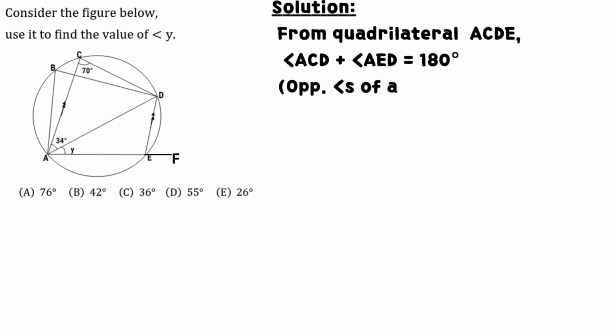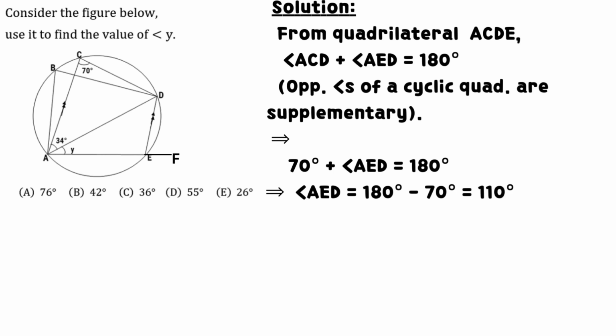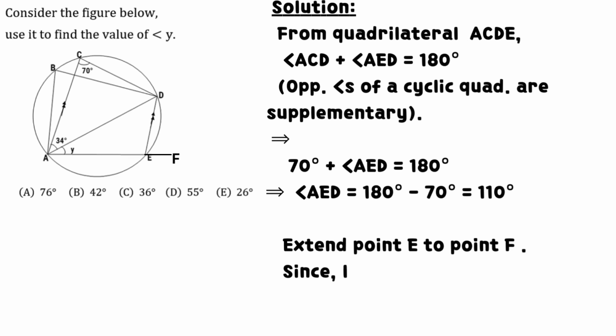From quadrilateral ACDE, the sum of angle ACD and angle AED equals 180 degrees. It is because the opposite angles of a cyclic quadrilateral are supplementary. It implies that the sum of 70 degrees and angle AED equals 180 degrees. Hence, angle AED equals 110 degrees, as shown on the screen.